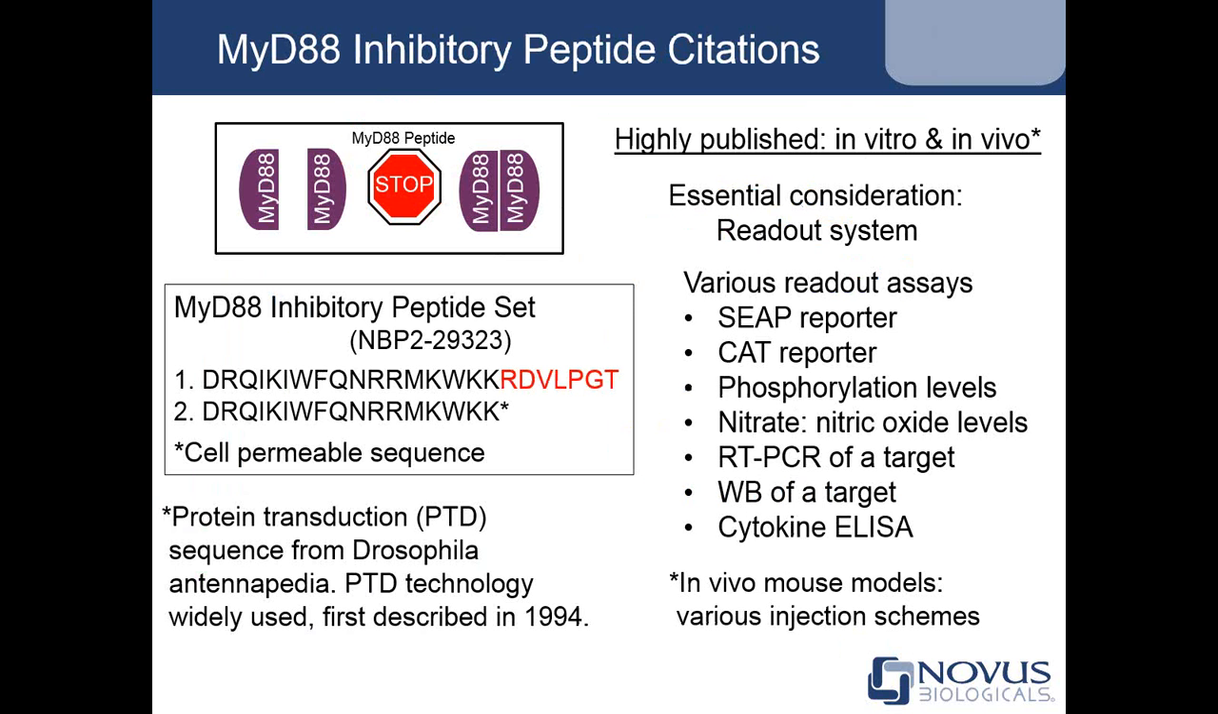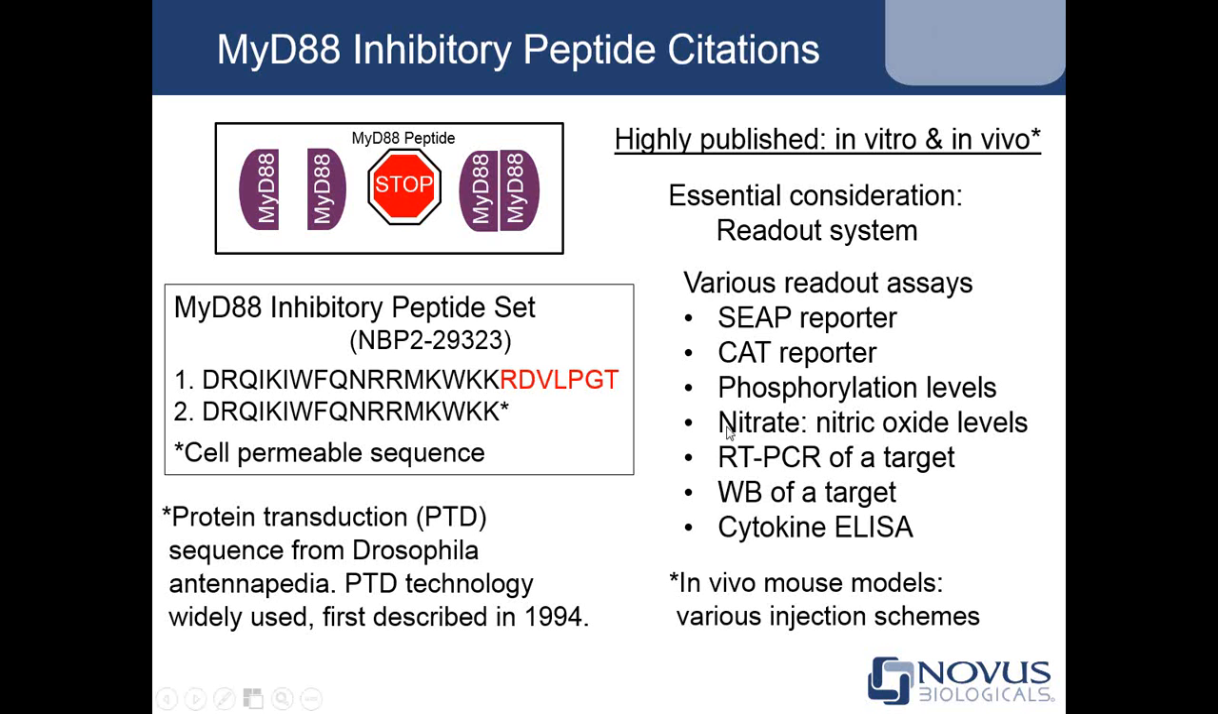So this cartoon just summarizes the MyD88 inhibitory response whereby we prevent this homodimerization, and so the responses can't continue. And this peptide is actually our most highly published peptide. And in looking through the literature, we can see that people used various readout systems to measure its inhibitory effect. I showed you the SEAP readout system. However, I've also seen it used with a CAT reporter. I've also seen people look at the inhibition of phosphorylation levels because we know in the TLR pathway there's many phospho effects, and so if it's inhibiting downstream effects, it may affect phosphorylation at a certain level.